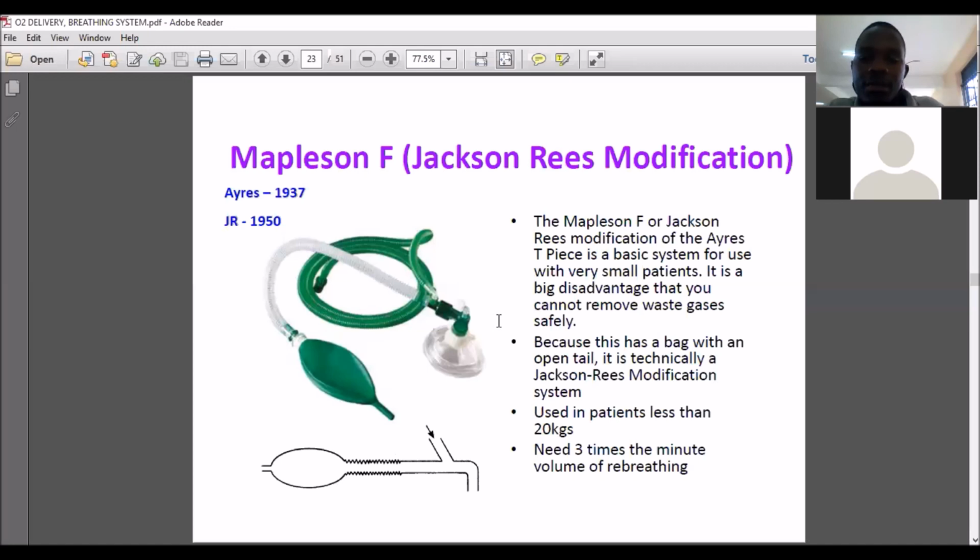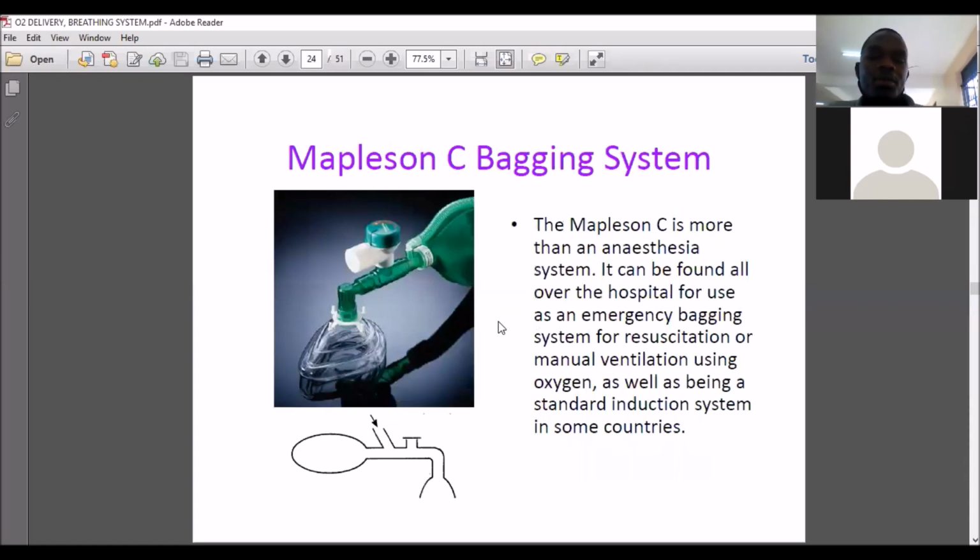A big disadvantage is that you cannot remove the waste gases safely. When they see something going into the air, it's not safe. They want it removed safely. Because it has a bag with an open tail, it is technically a Jackson Rees modification system used in patients less than 20 kgs, and it needs 3 times the minute volume to prevent rebreathing. So for it to give more oxygen, because it's going to go through the valve, it needs more oxygen input. Then the Mapleson C is what we usually use, the bagging system.